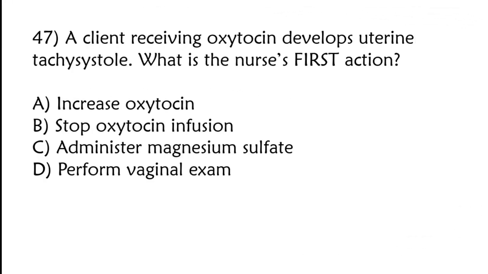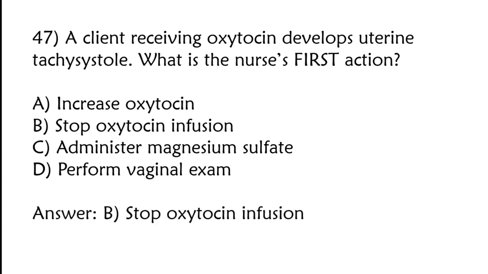A client receiving oxytocin develops uterine tachysystole. What is the nurse's first action? Correct answer is B. Stop oxytocin infusion. Rationale: excessive contractions reduce fetal oxygenation.